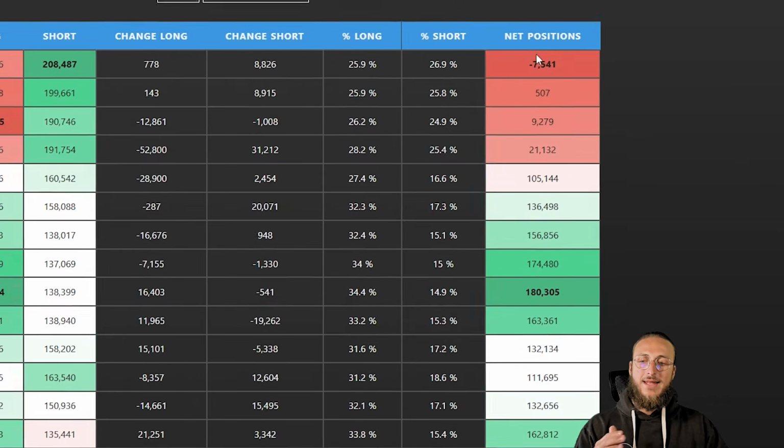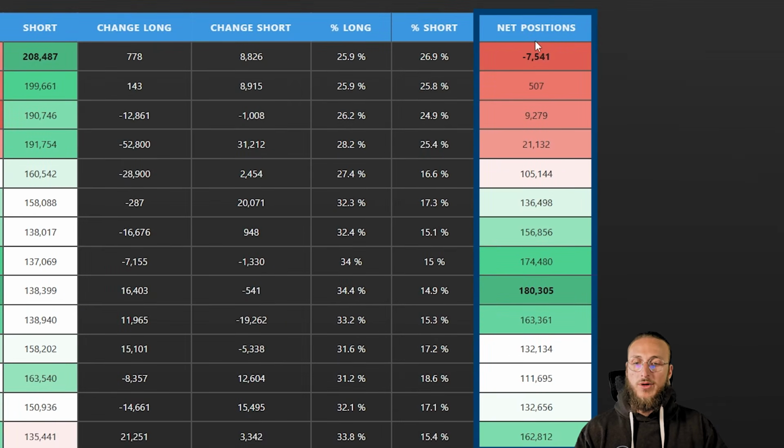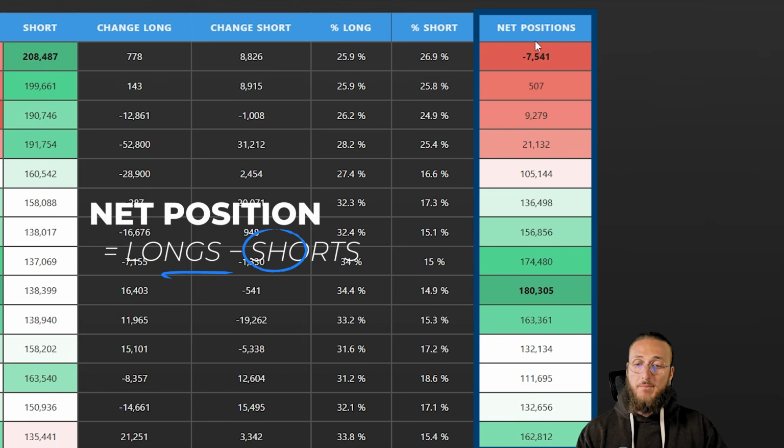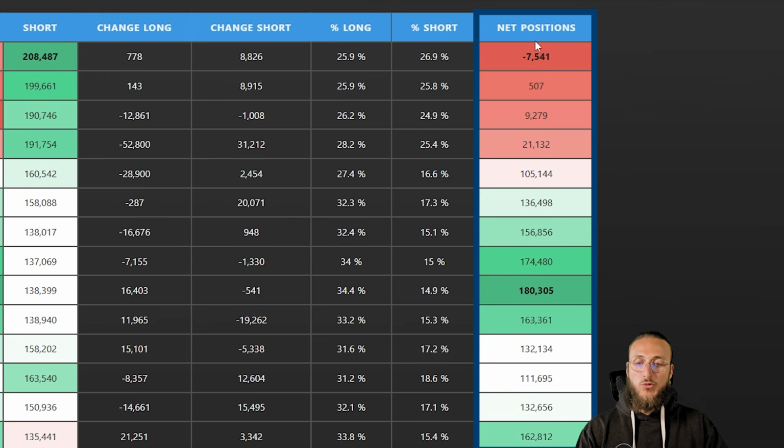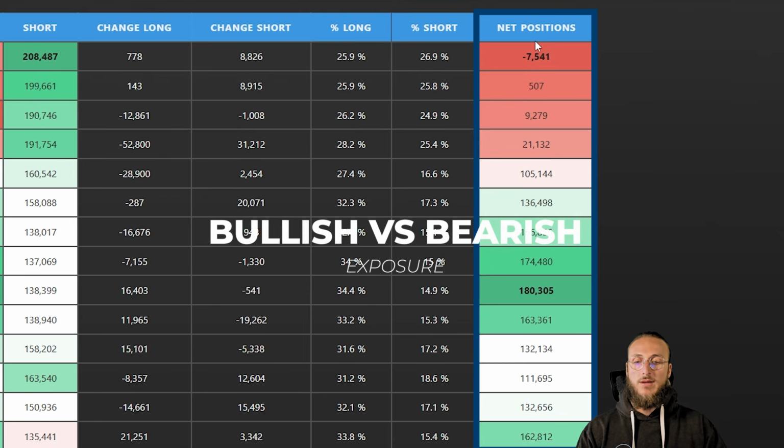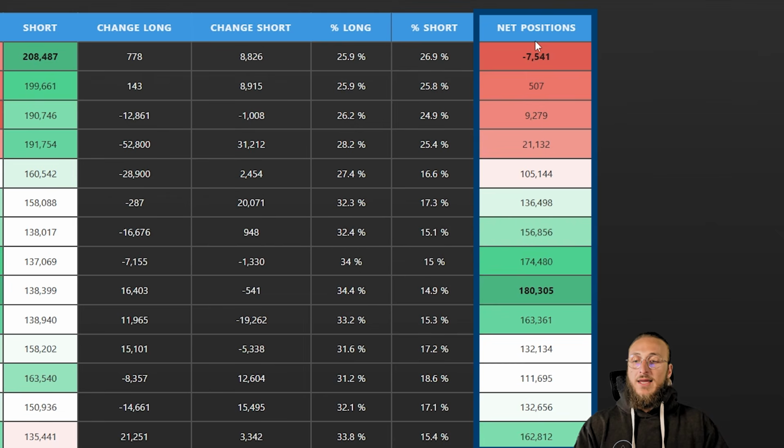Now let's get to the net positions, which is probably the number people focus on the most. The net position is simply the amount of longs minus the amount of shorts. So if the result is strongly positive, it means bullish exposure is outweighing bearish exposure. If the result is strongly negative, bearish exposure is outweighing bullish exposure. And if that net positioning is improving over time, then positioning is becoming more bullish. If it is deteriorating over time, positioning is becoming more bearish.